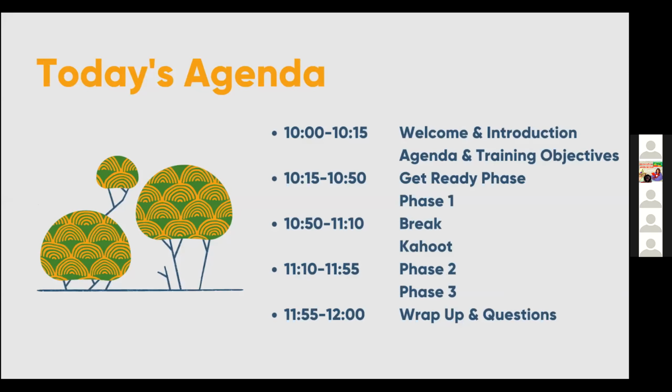Thanks, Kim. So up on your screen now, you'll see our agenda for today. So this morning, we'll go through some training objectives. Then we'll move on to the phases of the Climate Solutions campaign. First, the get ready phase, which we're in right now, getting ready to gear up and start the actual project of the campaign. Then we'll go through phase one. We'll take a short break, play Kahoot, do some other fun activities. Then we'll go through phase two and phase three. And at the end, we'll leave some time for some wrap up and some questions if you have any. And I think everyone knows we will also host a second training, which we'll provide more information about in January to cover phases four and five.